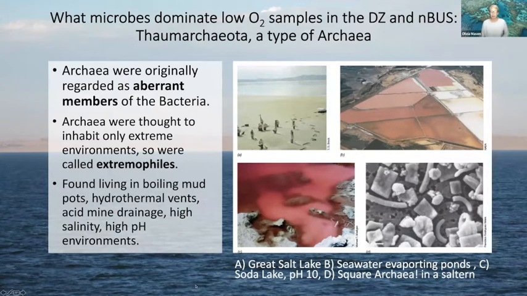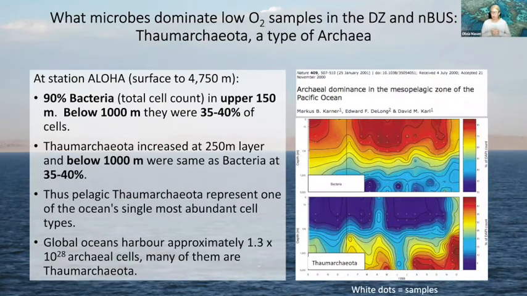All right, so what we've learned about archaea is that they thrive in extreme environments, and that's what we thought was the extent of their habitat. But 22 years ago, there was a study that was done at Station Aloha. That's in the water column off of Hawaii in the United States, so the middle of the Pacific Ocean. Here they went from the surface all the way down to almost 5,000 meters and counted the cells. The first thing they did is count bacterial cells, and you can see bacterial cells really dominate the surface at Station Aloha.